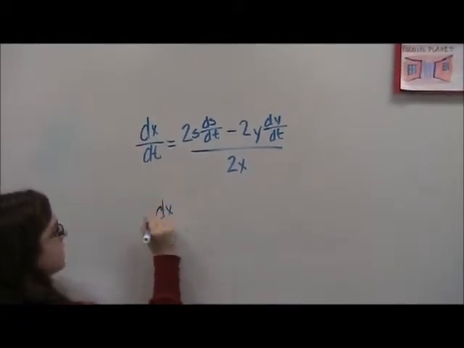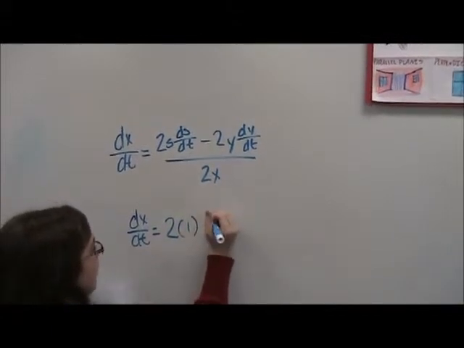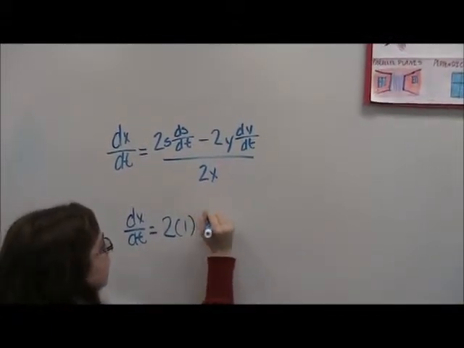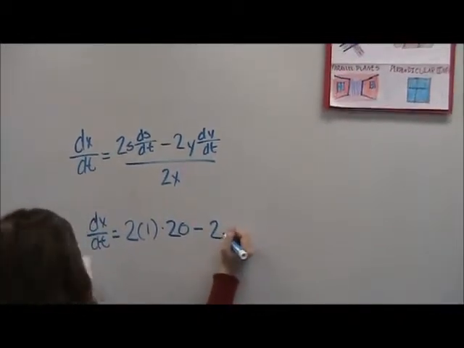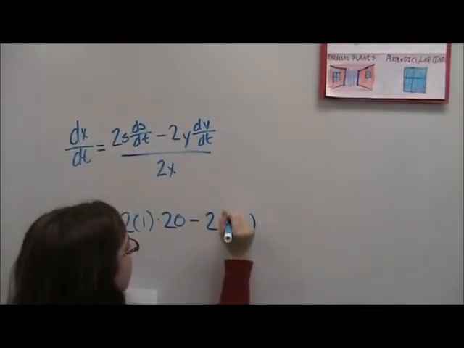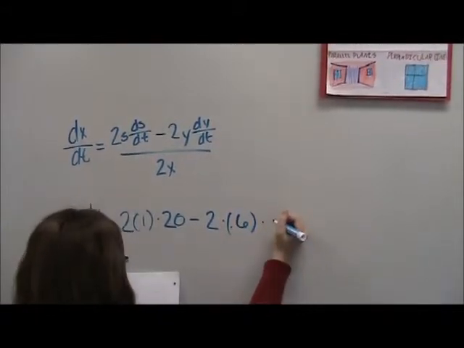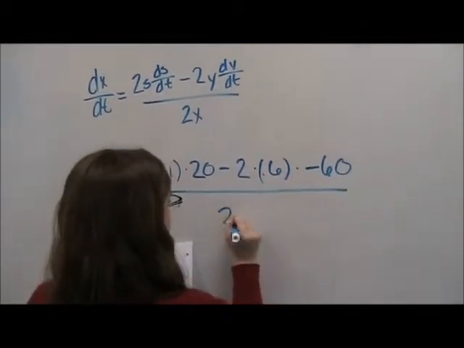So dx/dt equals 2 times 1 times 20 minus 2 times 0.6 times negative 60, divided by 2 times 0.8.